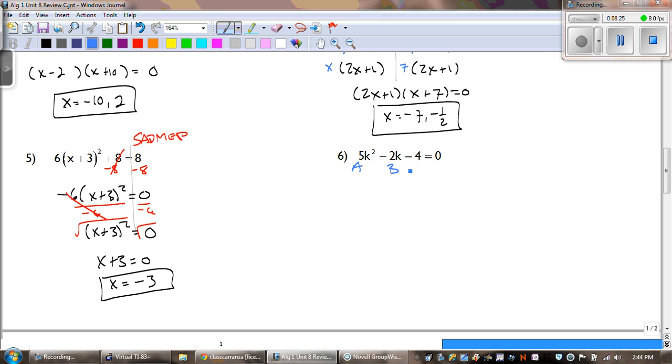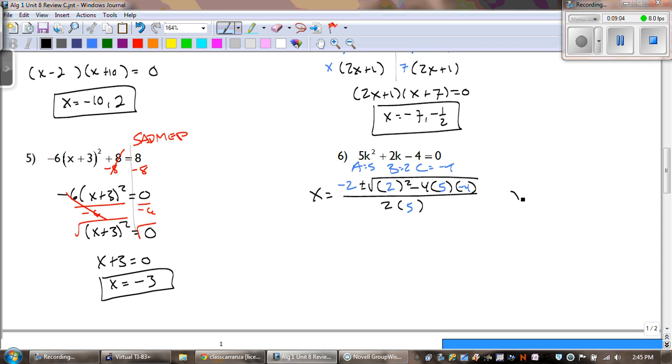So we got A, B, and C. So if you want to write down A equals 5, B equals 2, and C equals negative 4, we're going to do the quadratic formula, okay? So x equals the opposite of b plus or minus the square root of b squared minus 4ac, and I'm going to plug those in right now. So b squared minus 4ac all divided by 2 times a.